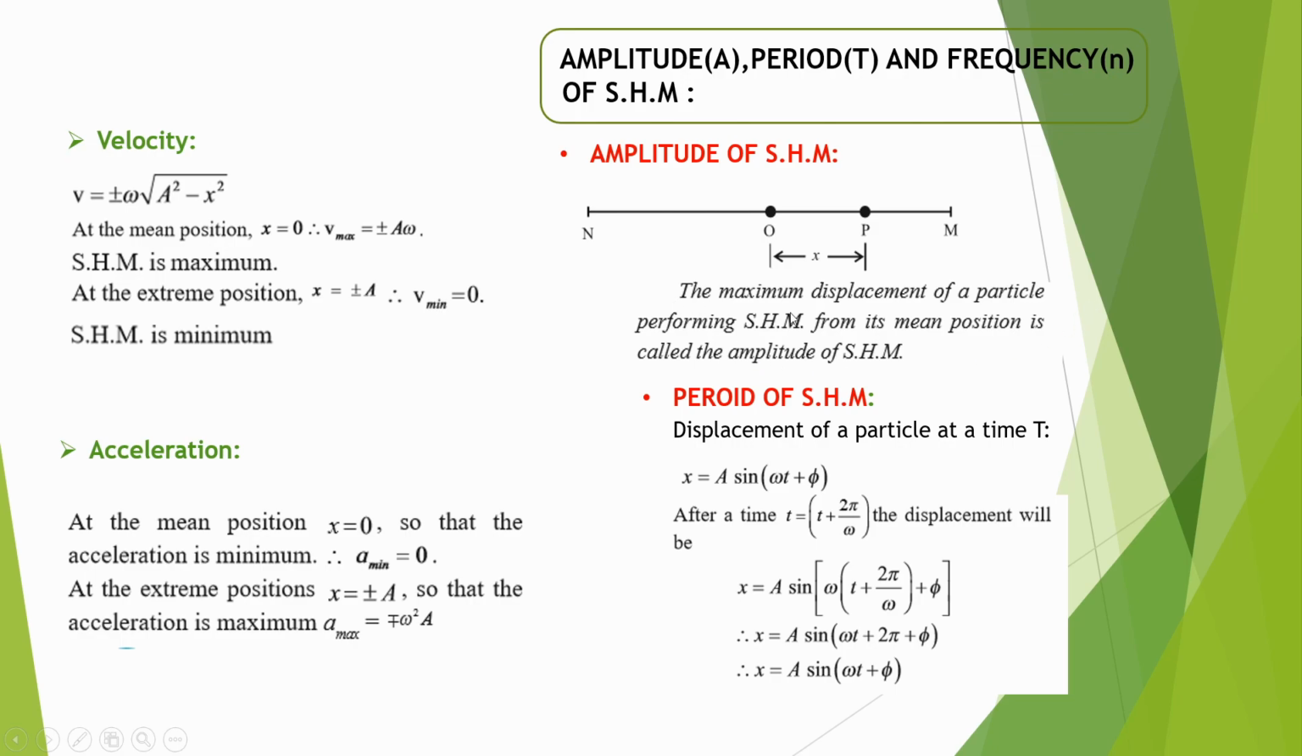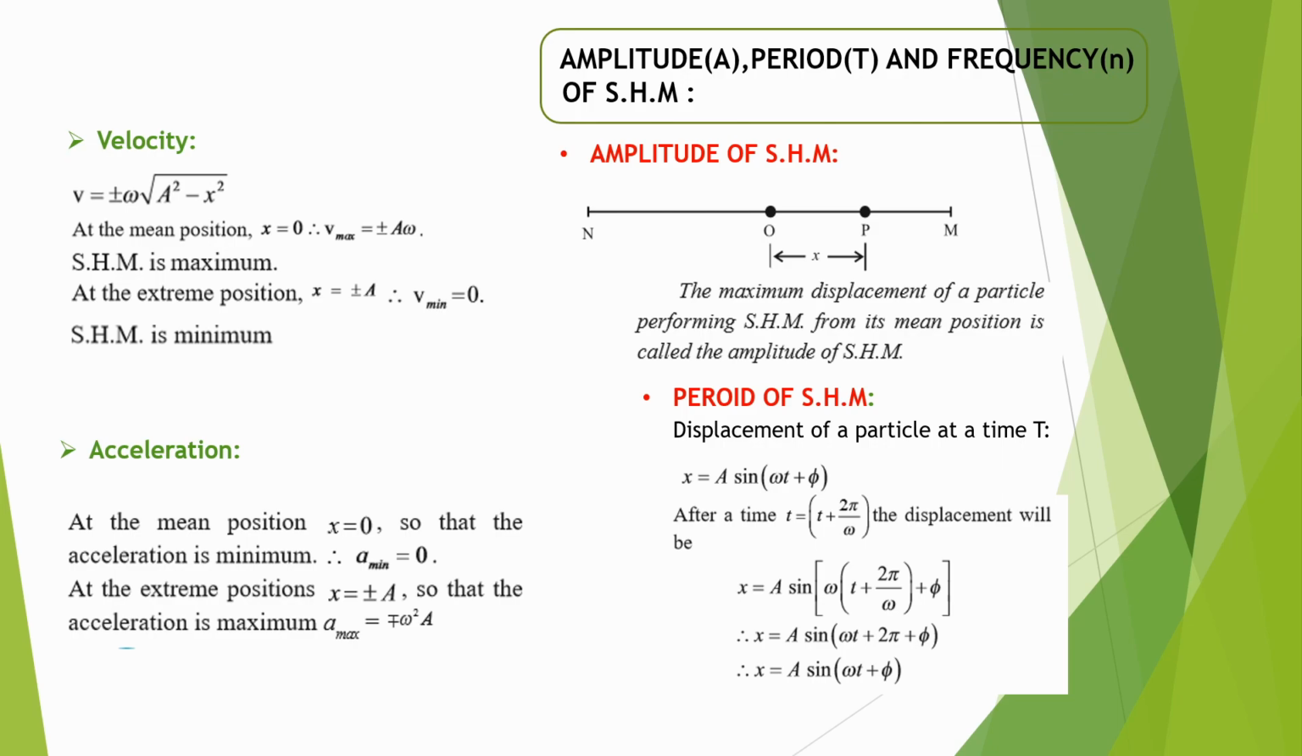Clear that? Okay, then the next, that is the explanation for period of SHM. So what is the period? So know that the time taken by a particle performing SHM to complete one oscillation is called the period of SHM. Okay, let us see about the equation for period of SHM.